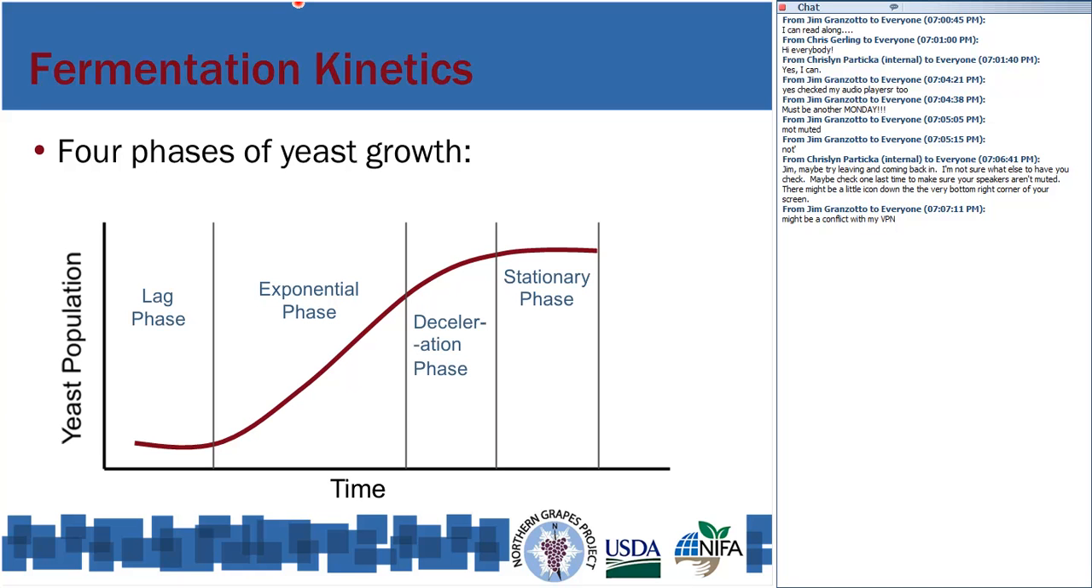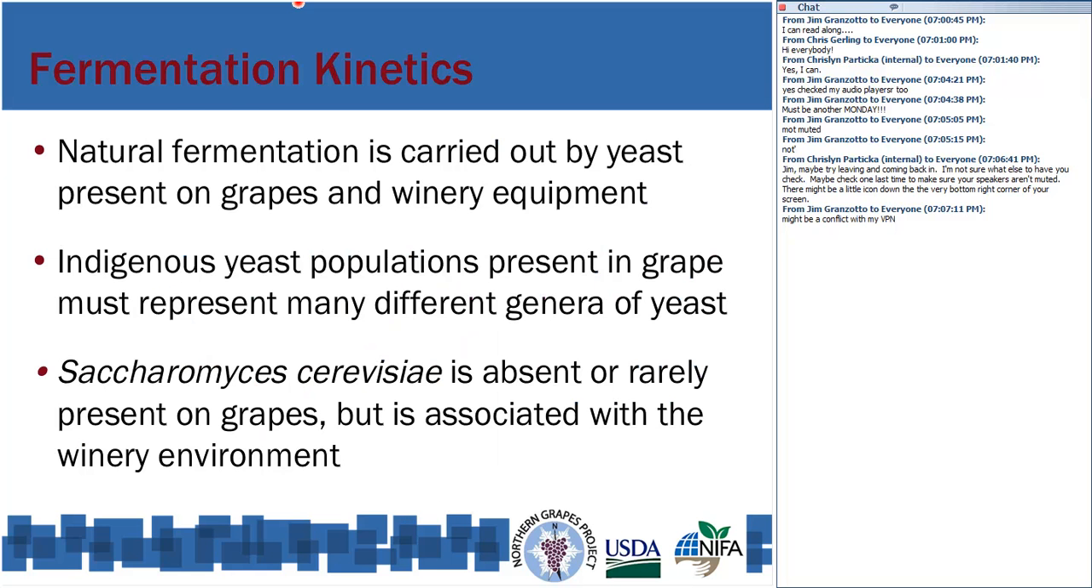And then you'll see a stationary phase. The yeast viability is usually pretty high at this stage, but their activity is pretty low because they've depleted most of the sugars, and the ethanol levels are starting to become toxic. At this phase, if you're starting to get a stuck fermentation, a lot of times if you just do a quick racking of your wine and add a little bit of oxygen, it can kickstart the yeast a little bit and let them finish off the fermentation.